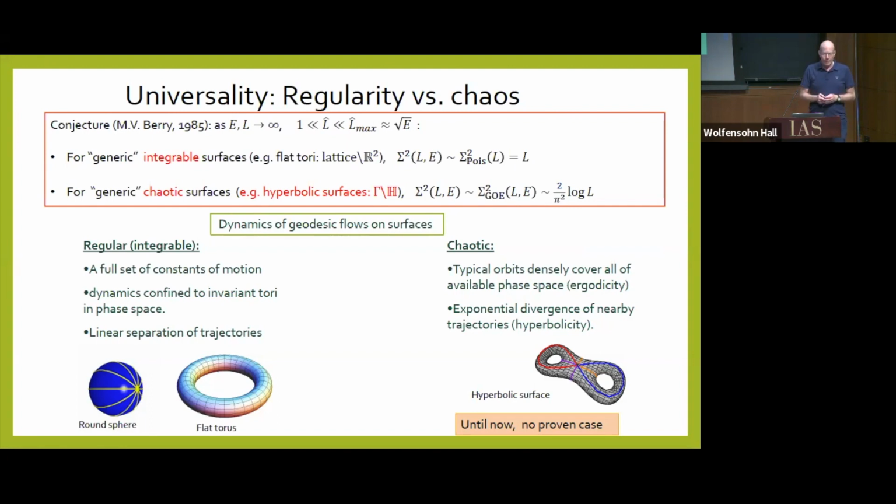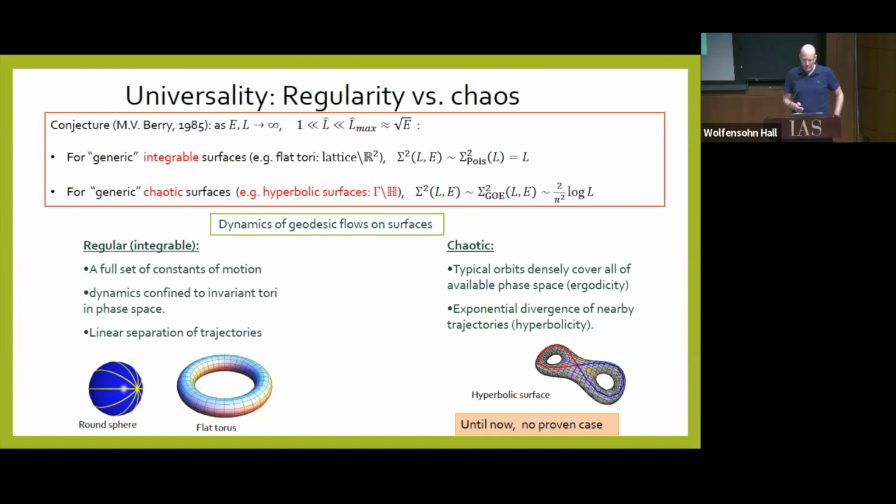Most surfaces are sort of in the middle, but there is this special case when the dynamics is very regular, for example the round sphere, where every geodesic is closed, they're all equators, which is really an extreme case, or the flat torus, or surfaces of revolution. In that case, the eigenvalues can be related to lattice point problems. We'll see this in a second. And the other extreme is when the geodesic flow is chaotic, for instance it's ergodic, and there's hyperbolicity, nearby geodesics diverge exponentially.